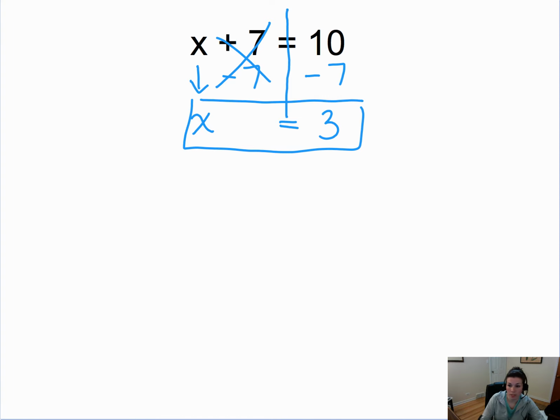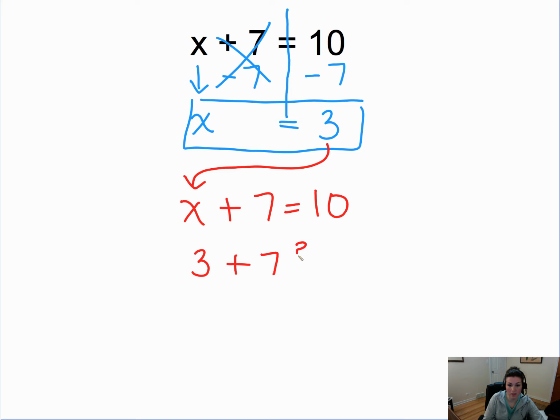So what I do is I take the original problem, which was x plus 7 equals 10. But instead of x, I'll plug in what I think the answer is. So 3 plus 7, and I want to see, does that equal 10? 3 plus 7 would be 10. This is 10, and they are equal to each other, so we did it correctly.